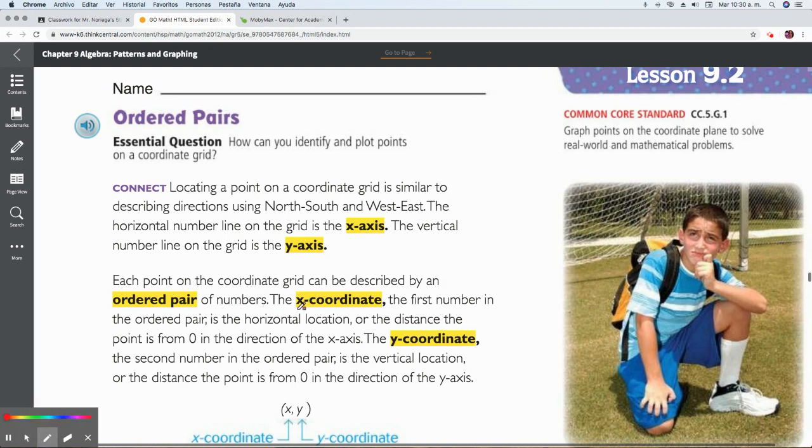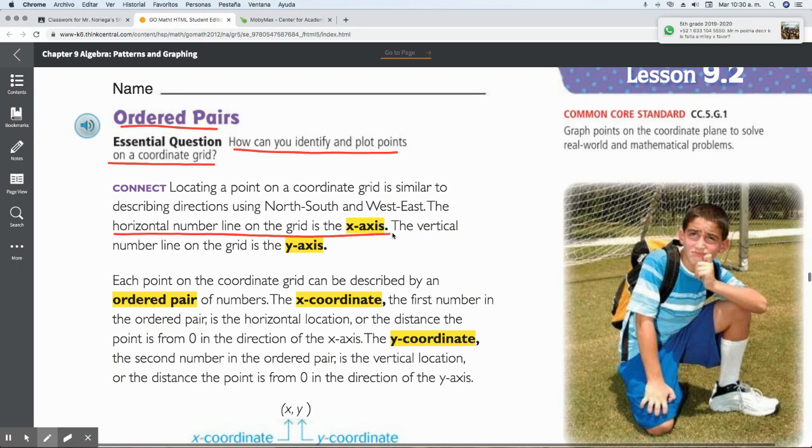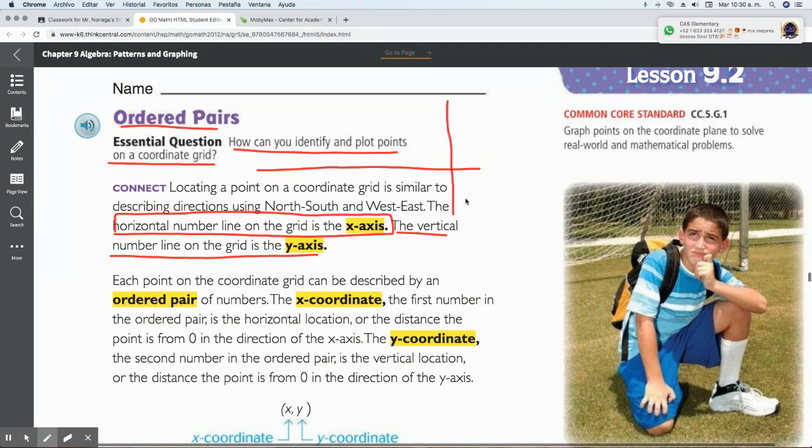Please make sure that you are on page 373 in your Go Math book, the book that we use in the classroom. Okay, ordered pairs. How can you identify and plot points on a coordinate grid? Locating a point on a coordinate grid is similar to describing directions using north, south, west, and east. The horizontal number line on the grid is the x-axis. Maybe you want to underline this. Remember that horizontal means going across. The vertical number line on the grid is the y-axis. Vertical lines go from top to bottom and bottom to top.